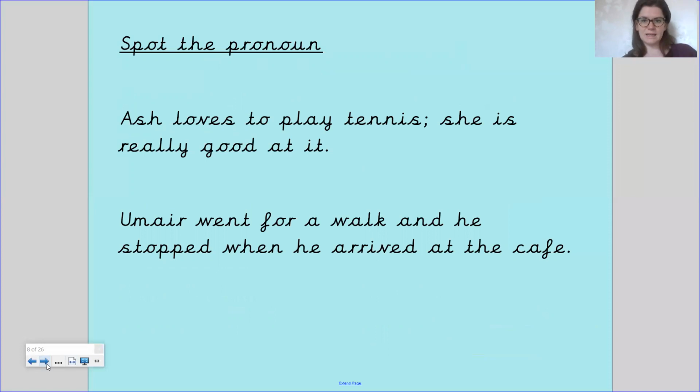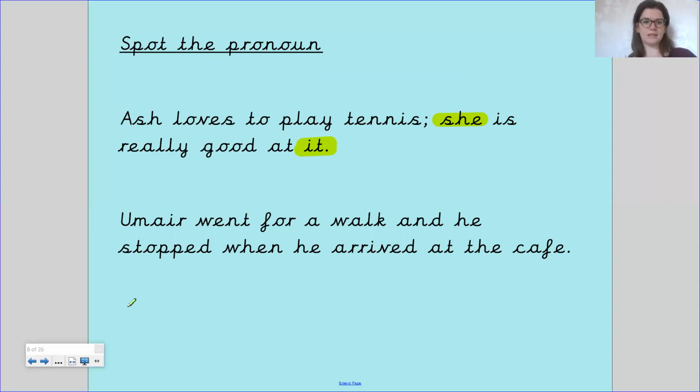Ash loves to play tennis. She is really good at it. So the pronouns there are she and it. It is a tricky one, but it is a pronoun because it's replacing the word tennis. You could say, Ash loves to play tennis. Ash is really good at tennis. Okay?